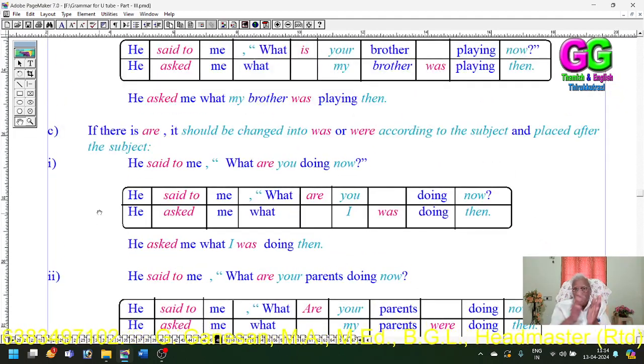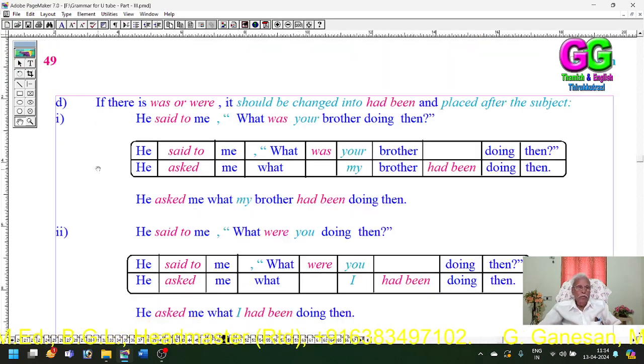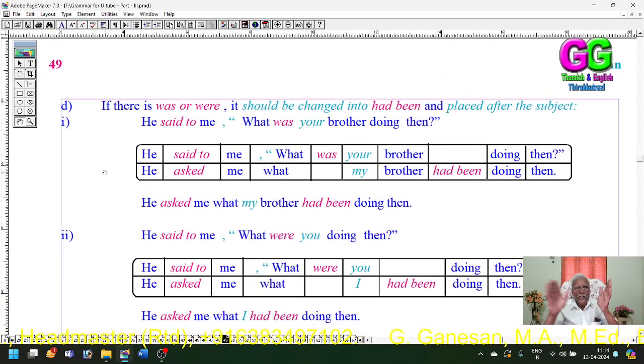So, here we have seen the rules to change the interrogative sentences having the be verbs am, is, are. And lastly, we are going to see the rules for changing direct into indirect when there is was or were in the interrogative sentence. Was or were should be changed into had been and placed after the subject. And no change should be done regarding the verbs already existing there.